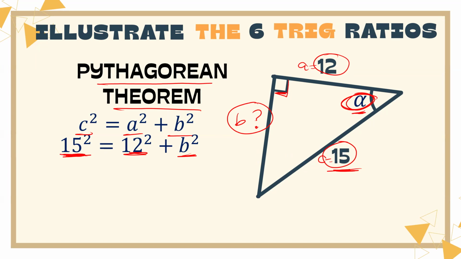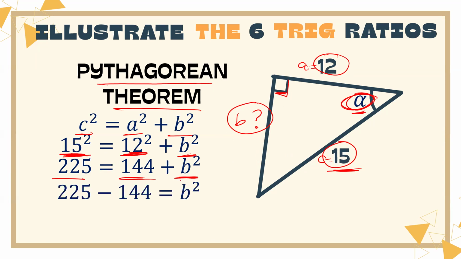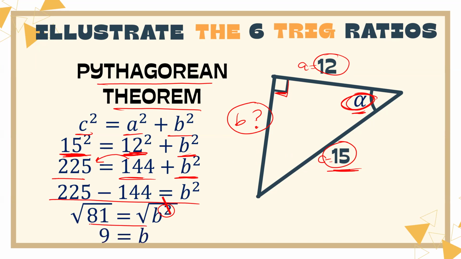So using your calculators, 15 squared is 225, 12 squared is 144, and we have b squared, which is our unknown. Then we manipulate the equation. We transpose 144 to the other side to get b squared. We get 81 equals b squared, and because it is squared, we need to get the square root of both sides to get b, and b equals 9. Okay, so 9 is the length of side B.